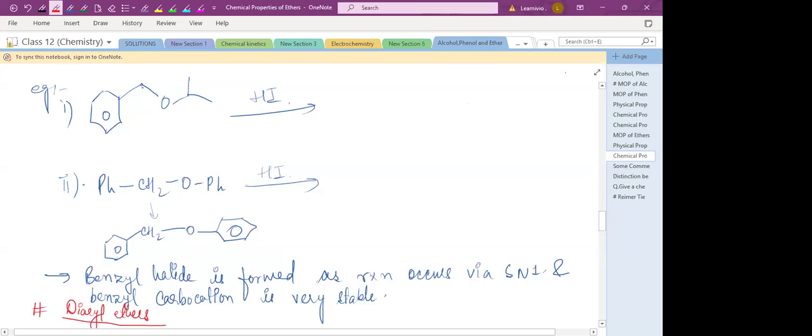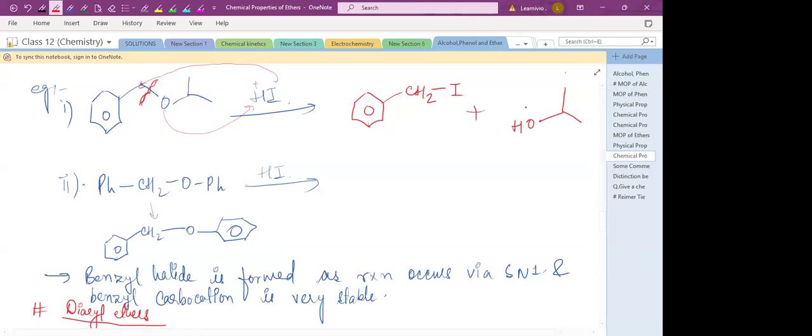Which bond will you break? So oxygen, right? This is a benzylic carbon, CH2, and then your benzene group. So you will break this C-O bond. This will have the partial positive charge, and this the partial negative charge. So hydrogen will go to the oxygen, and the iodine will form this. So the product will be benzene, CH2 group, and here iodine, plus the remaining fragment, 1, 2, 3. Here OH. This will form isopropyl alcohol. Clear?